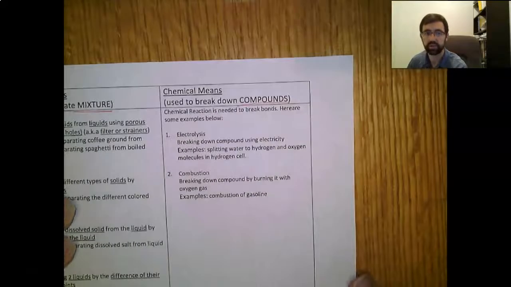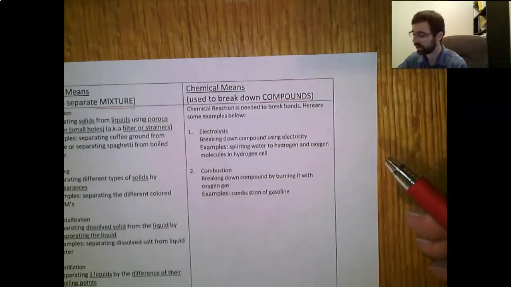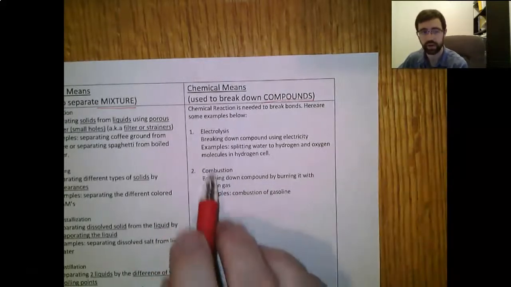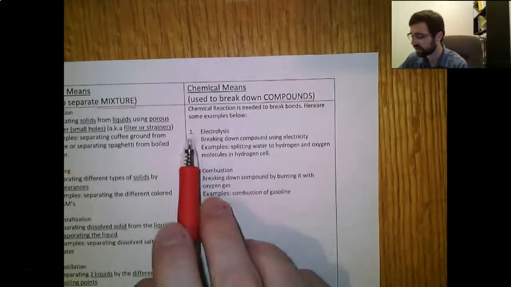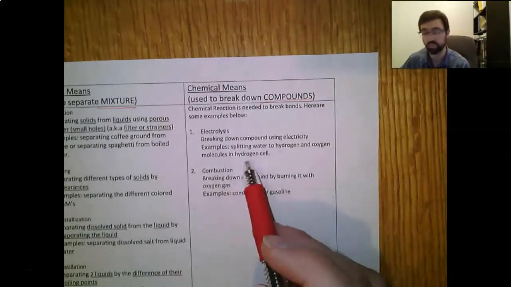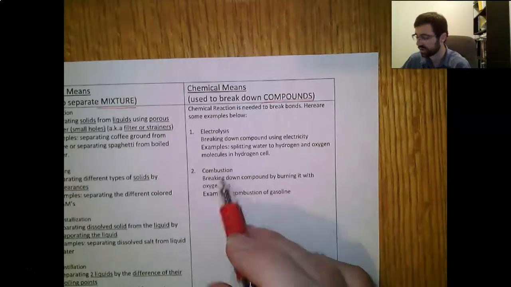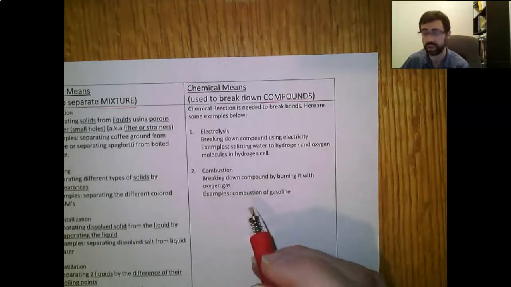All right, chemical means. So that was all for mixtures. When we get to compounds, breaking them apart, there's a lot of different methods. We just have a couple common ones right here. And these are probably the two that we talk about the most anyways. Electrolysis is breaking down compounds using electricity. So it's like splitting water into hydrogen and oxygen. And combustion is when you break something down by burning it.